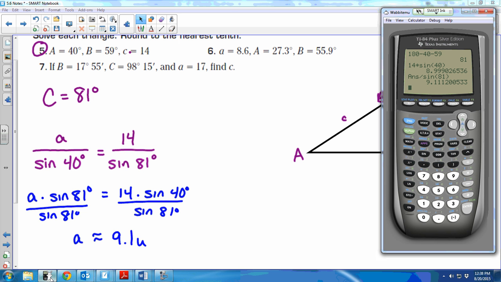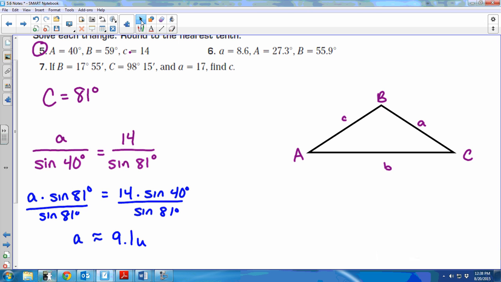You need to fight the urge to use the Pythagorean theorem at this point. Pythagorean theorem only works for right triangles. We don't have a right triangle. So even though a lot of the times when you're doing trigonometry stuff, you're like, oh, I have two sides, now I can use the Pythagorean theorem to find the other one, you can't do that here. It won't work. You'll get the wrong answer. Okay? So we are going to have to do the law of sines again.